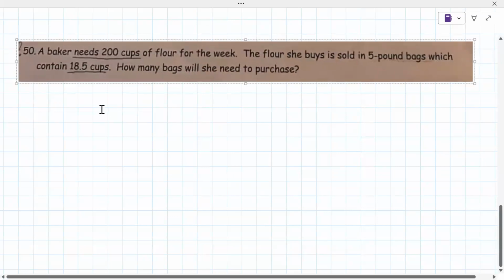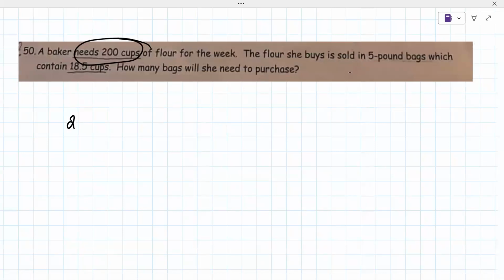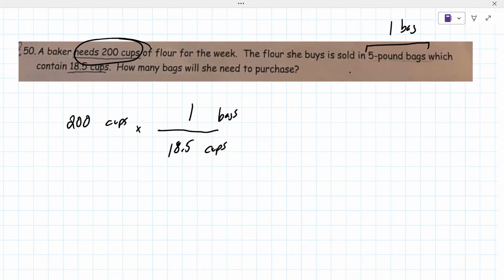All right. Baker needs 200 cups of flour for the week. She buys flour in 5-pound bags, which contain 18.5 cups. So like you did, you underlined the given quantity, 200 cups. So ideally you would have cup on the bottom and then bags on the top. So one bag is 18.5 cups. I know it says it's a 5-pound bag, but it's still just one bag. You don't care how much the bag weighs. You just know you're buying a bag. We just care about the cups.